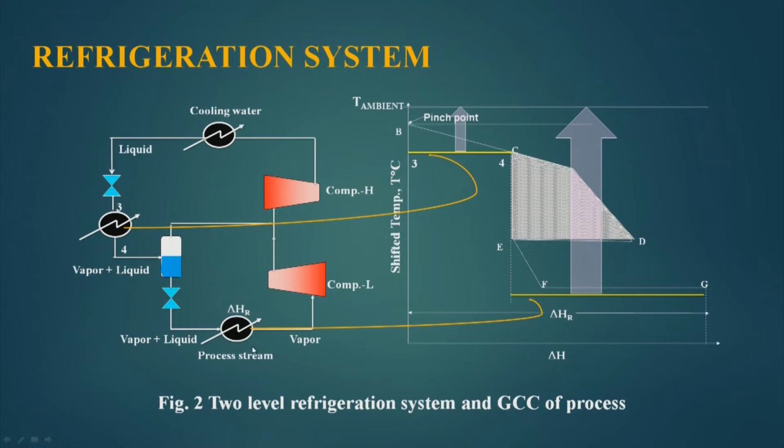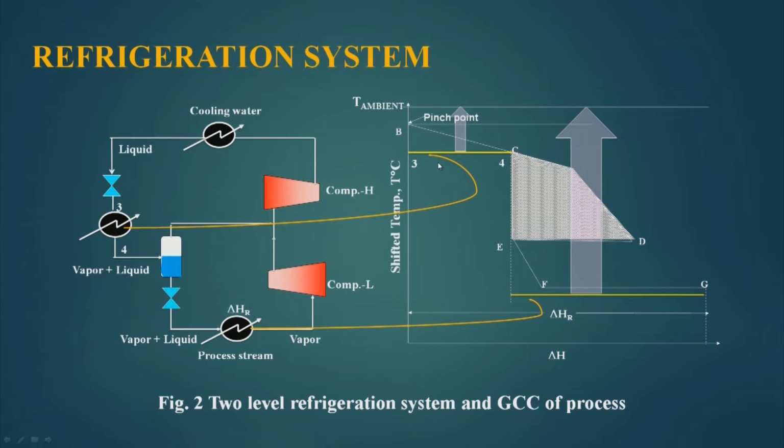This evaporator, which is working at this temperature level, will pick up the heat from the process streams which are available from E to F and F to G. So, here I have written process stream. So, process streams are going through this evaporator. So, the process stream is discharging heat to this evaporator, and which are these process streams? These are from here to here and here to here.